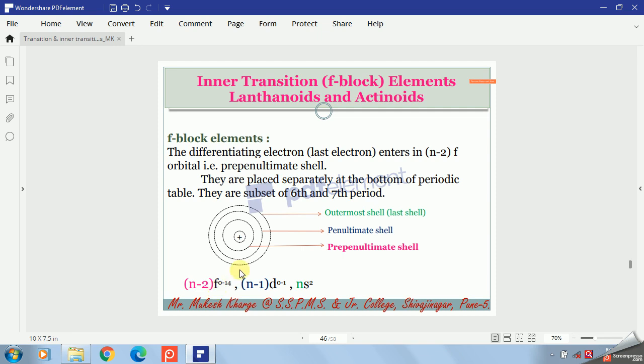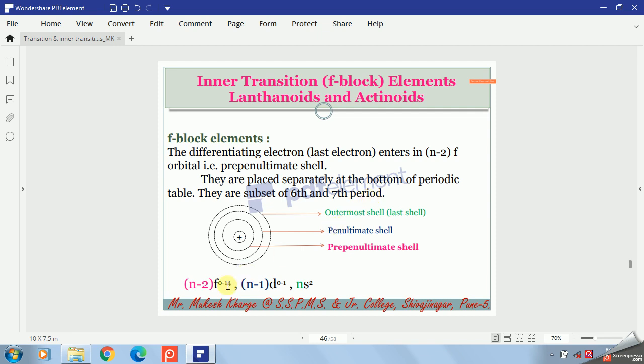So if you observe their place, they are placed separately at the bottom of the main frame of the periodic table in two series. One is for lanthanides, another is for actinides, and they are a subset of the 6th and 7th period of the main frame of the periodic table.